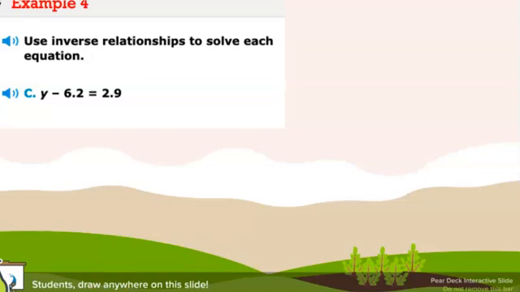Aiden, how did you get y equals 9.1? What did you do? I put plus 6.2 on both sides, and then that equals y, and then I did the math, and it equaled y equals 9.1. Instead of saying I did the math, you could say I added them, so be more specific, because they want you to be specific in the answer. But thank you for that, Aiden.